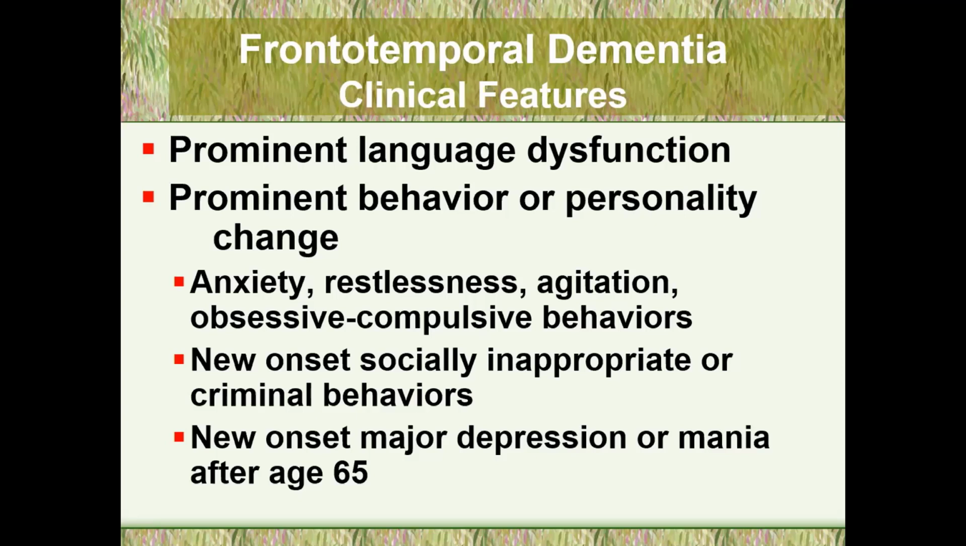These people may have a lot of anxiety, restlessness. They may have the development of profound obsessive compulsive behavior, either an exacerbation of prior OC behavior or the new onset of obsessive compulsive behavior. Socially inappropriate or criminal behaviors after age 65, or the new onset of a major depression or mania after age 65, having never had it earlier in life. These are all features that suggest frontotemporal dementia.